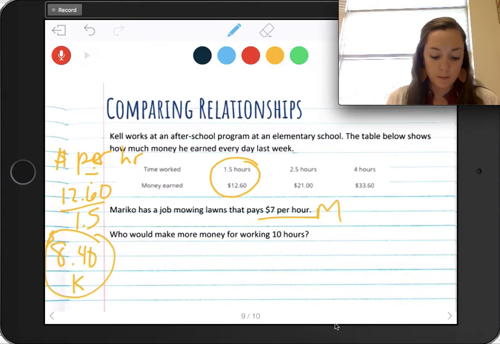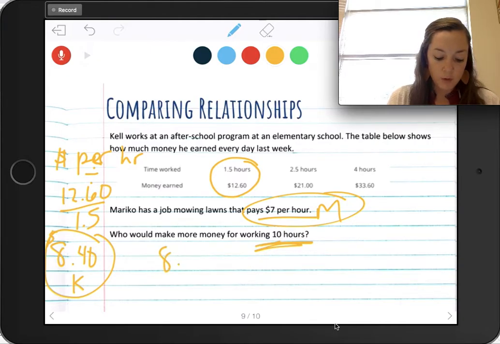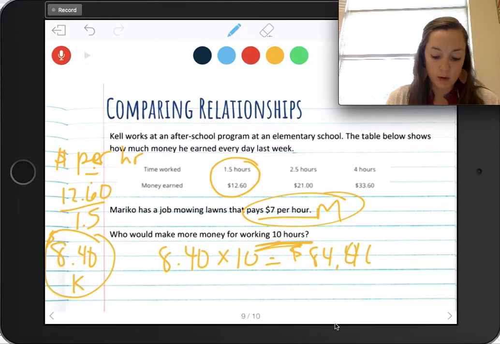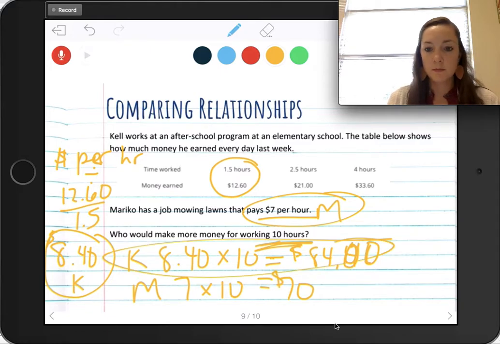So that's Mariko. So before we ever multiply times 10, who makes more money per hour? Kel or Mariko? Kel, right? So if I did $8.40 times 10, that would give me $84 even, excuse me. And if I were to do Mariko, $7 times 10, that would give me $70. Kel still makes more money. He makes more per hour, so he's going to make more. All right?